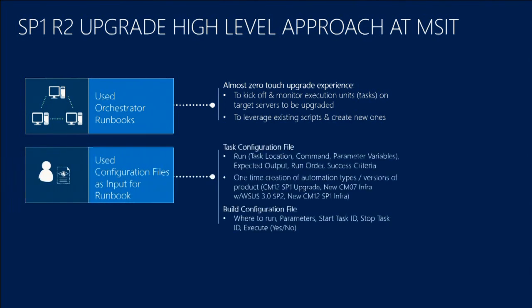And we used the task config file and build config file. Here are the examples of task config file. For the upgrade, the task location, the command parameters, and the success criteria are all configured in the task config file. And the build config file will pass the parameters for all these scripts. When we show the demo, you will come to know how you can easily understand the difference between the task file and the build file.